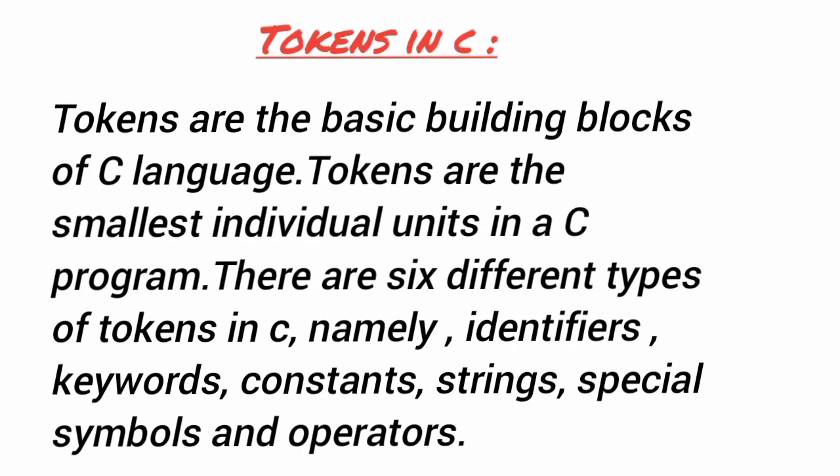Tokens in C. Tokens are the basic building blocks of the C language. Tokens are the smallest individual units in a C program. There are six different types of tokens in C, namely identifiers, keywords, constants, strings, special symbols, and operators.